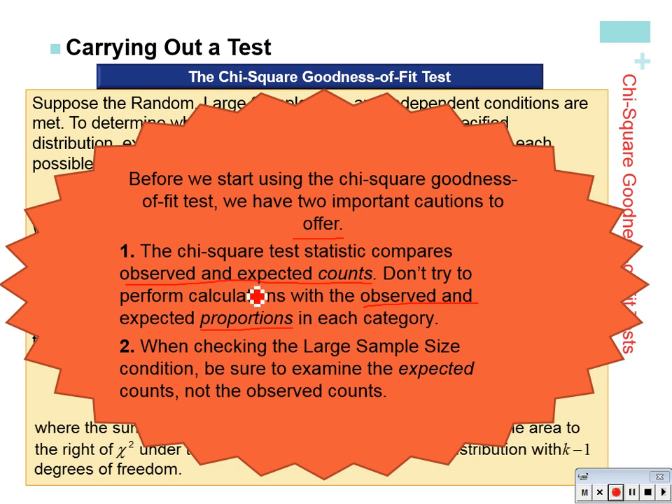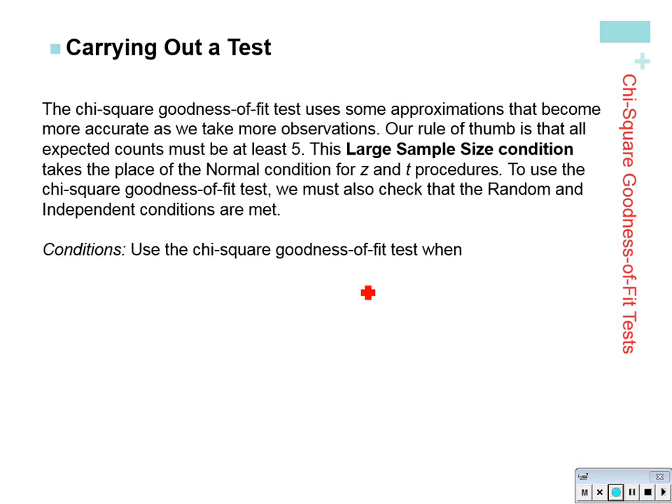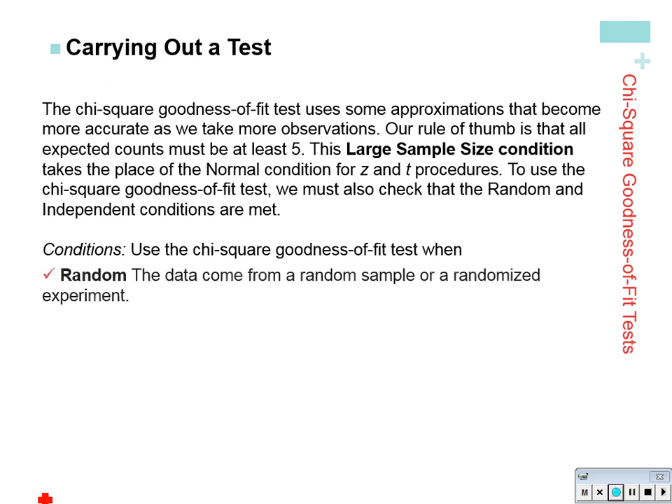And then the other thing is, when checking the large sample size, just remember that it's the expected counts that have to be 5 or more, not the observed counts. So those are two things that people commonly confuse with a significance test involving the chi-square goodness of fit test. Now, when we're talking about carrying out the test, let's once again talk about the conditions.